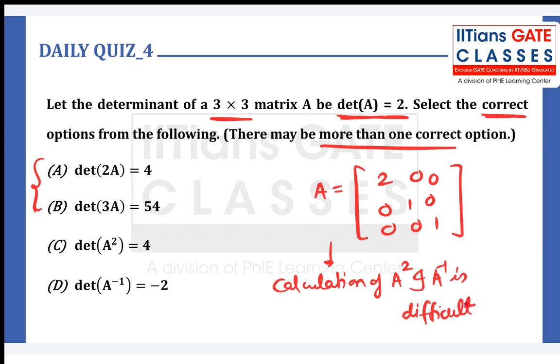If it is only one option correct, you can just verify A and B, but this is more than one. So you are supposed to be careful, and that's why these properties are important. Calculation of A square and calculation of A inverse will be even more difficult, because it's not easy for a 3 by 3 matrix. So that's why these properties come in handy.